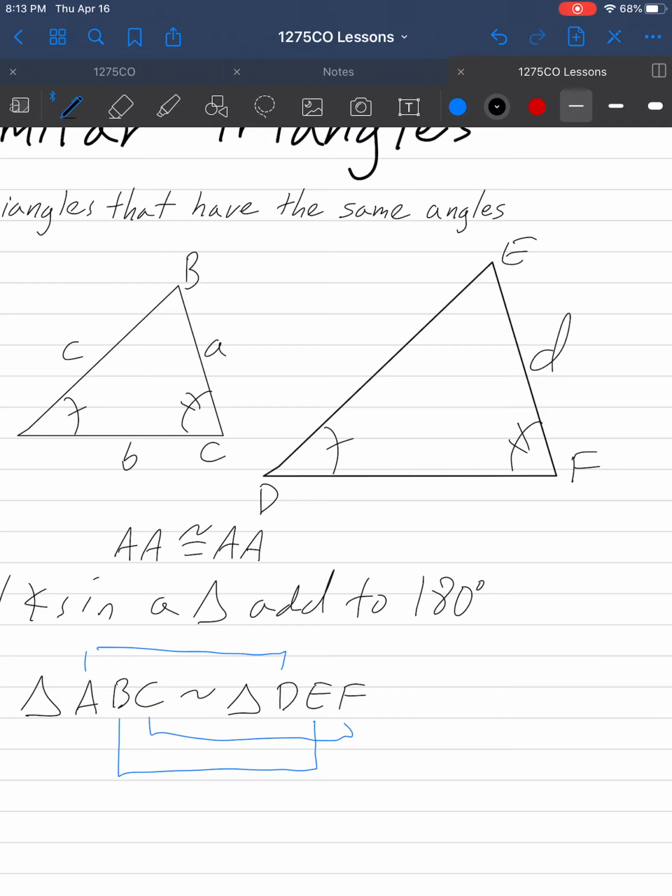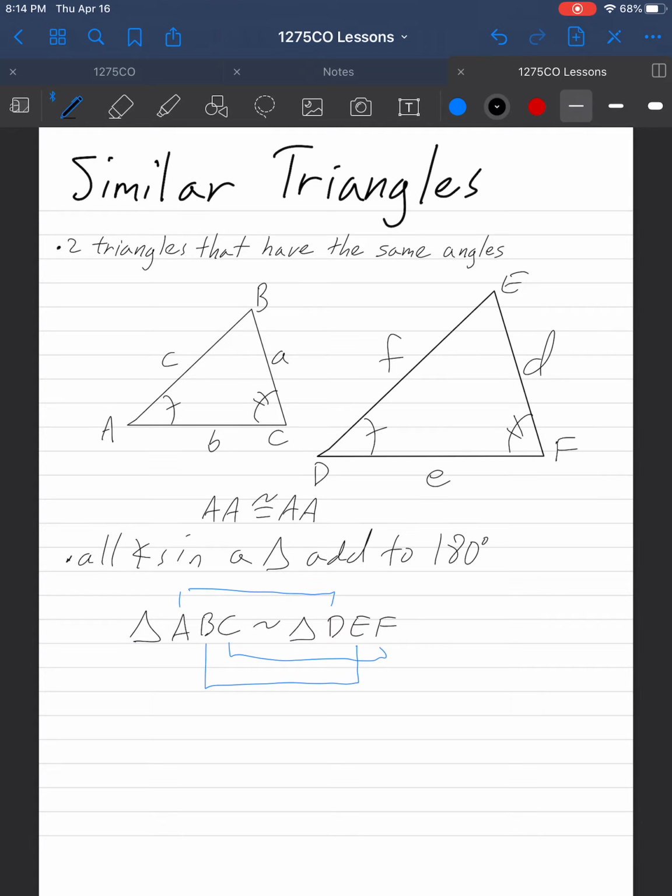Side d is located across from angle D. On the bottom, because angle E is up top, that means side e is on the bottom, across from it. And then f is over on the left side because angle F is on the right side. Right, so we know that the angles are the same, but is there a relationship between the sides? And the answer is yes.